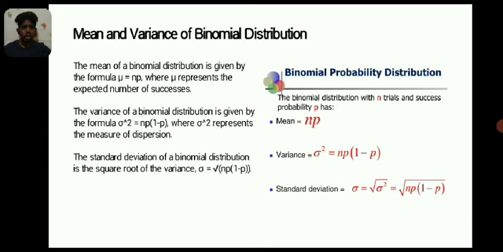Binomial probability distribution. The binomial distribution with n trials and success probability p has mean np, variance, that is sigma square, equal to np into 1 minus p, and standard deviation, which is the root of the variance, that is root of np into 1 minus p.